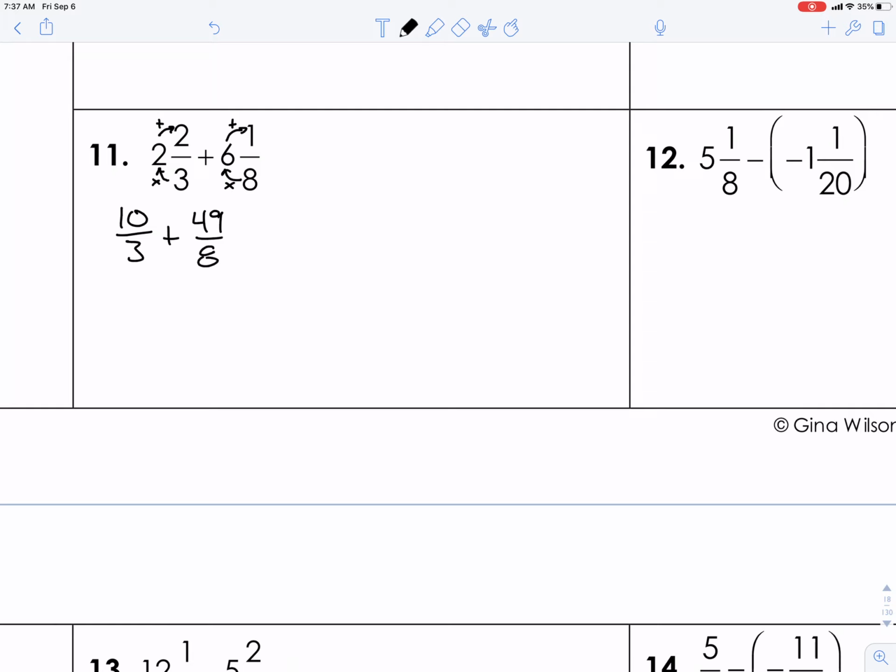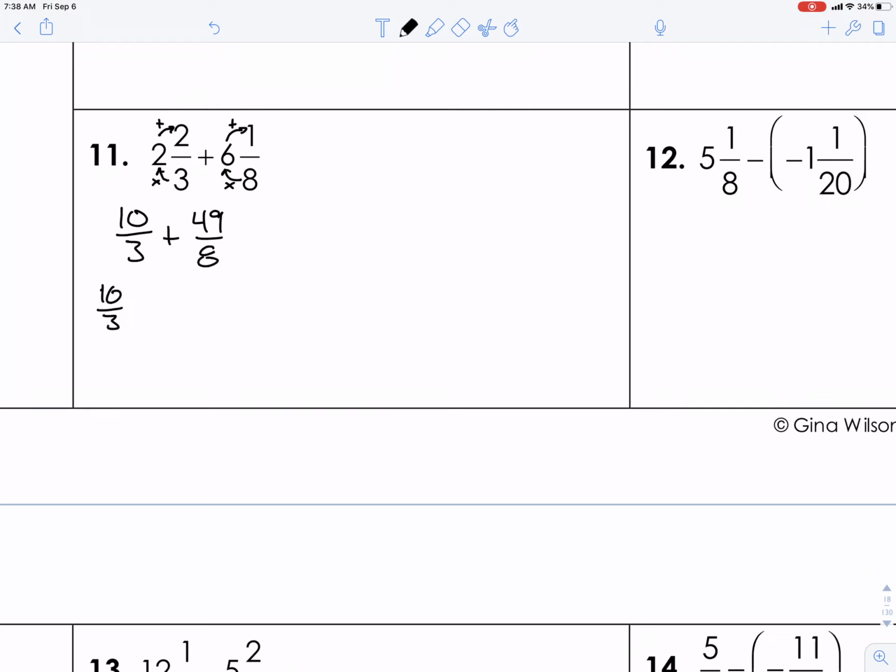Okay, I don't have a common denominator, but I got to get one. Well, what number is the smallest number that both 3 and 8 can go into? Well, let's think about it. What's 3 times 8? That's 24. I know that's a number that 3 and 8 go into evenly. But is there a smaller number than 24? Well, no. 8 doesn't go into any numbers that 3 also goes into that's less than 24. So we need to convert both of those numbers to a denominator of 24.